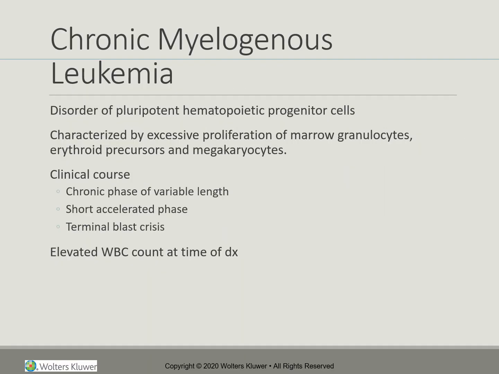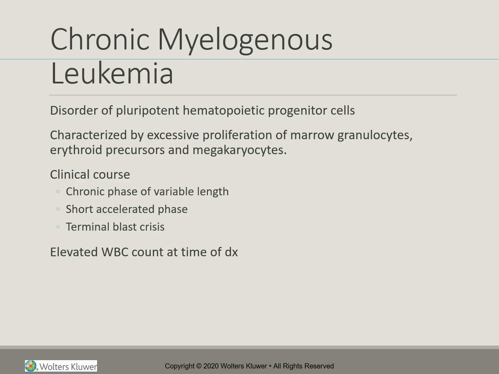The other type of chronic leukemia is chronic myelogenous leukemia. So this is a disorder of the pluripotent hematopoietic progenitor cells. So this, just like in acute forms, is going to affect things coming from the bone marrow of all cell types, right? It's characterized by excessive proliferation of marrow granulocytes, as well as erythroid or red blood cell precursors and megakaryocytes, so the cells that eventually form things like platelets.